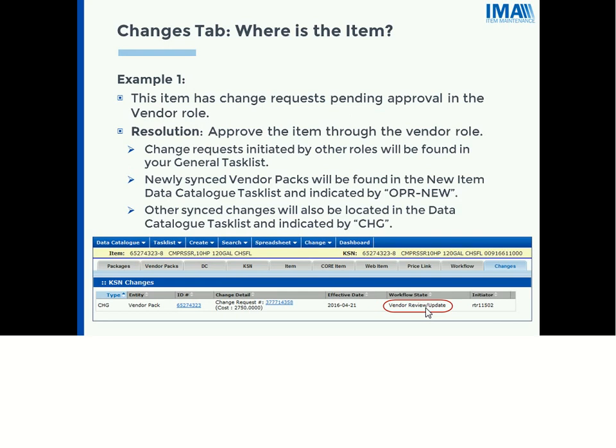Now, if you sync over any other changes, those will also be located in your data catalog task list, the new item task list, and they will be indicated by CHG. So basically, everything that gets synced over, whether it's a new item, whether it's a vendor pack, or if it's a change request, that's going to end up in your data catalog new item task list. If it's a change request initiated by a different role and it requires your approval, it's going to end up in your general task list.